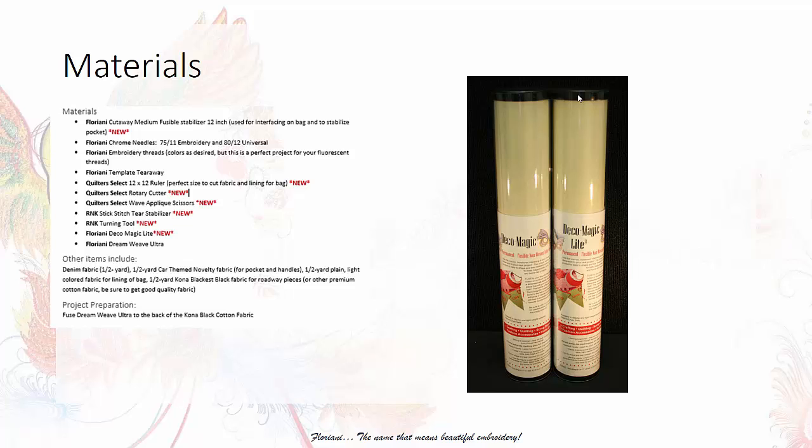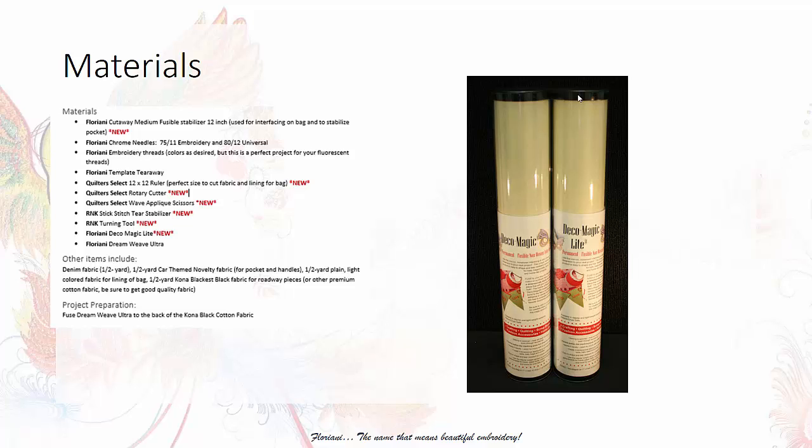And then your Dreamweave Ultra, and remember, Dreamweave Ultra is a fabric prep. You're going to fuse that to the back of your fabric, and it really keeps your fabric looking nice as you embroider on there. You will also need some heavyweight fabric. I recommend denim or something else. I did use denim for my bag. You do not need a lot. 1/2 yard is more than enough, because realistically this is just for the front and the back of the bag, and I made my bag starting off 12 by 12 inches by 12 inches.